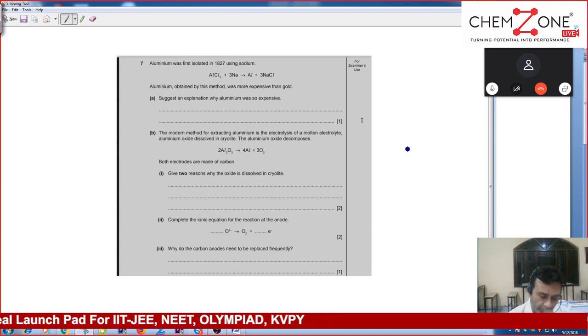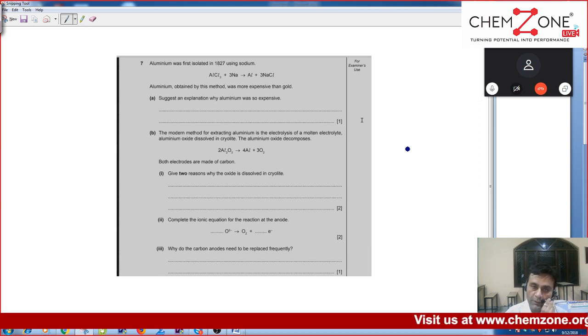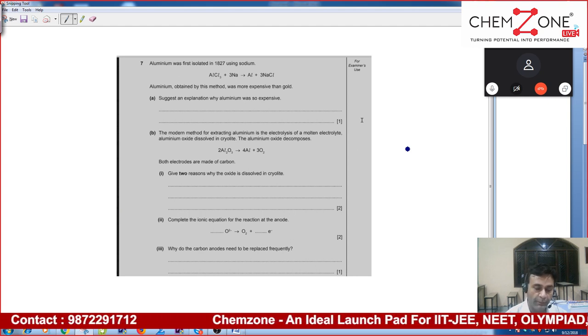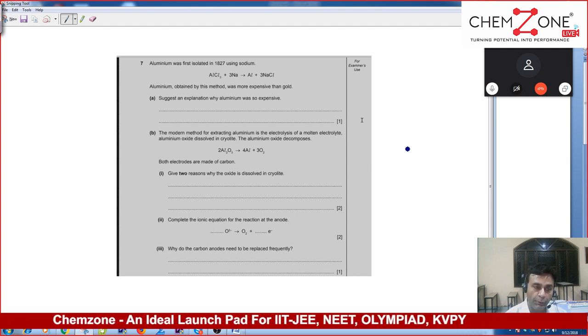It says that sodium is expensive or difficult to obtain. Problems getting electricity, and high energy costs in extraction of sodium. Yes, that is why it was expensive, because to obtain sodium in the pure form, it required a lot of steps that require a lot of energy. That is why it is expensive, right?